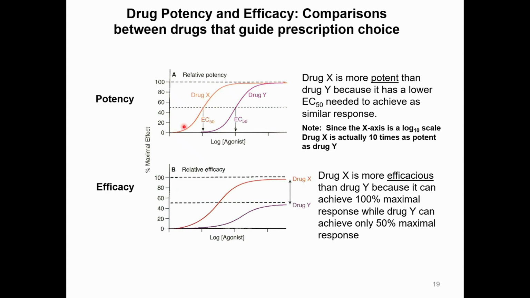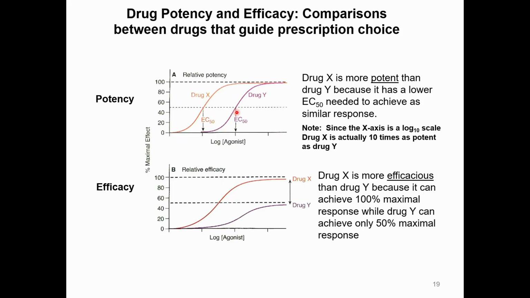So here are 2 drugs. Here's a dose response curve for 2 drugs. They're both agonists. And drug X has this beige colored curve, drug Y is this purple colored curve. And you can see that you get to the EC50 value, the half maximal response, for drug X at lower concentrations than you get to the EC50 for drug Y, okay? So drug X has a lower EC50 than drug Y.